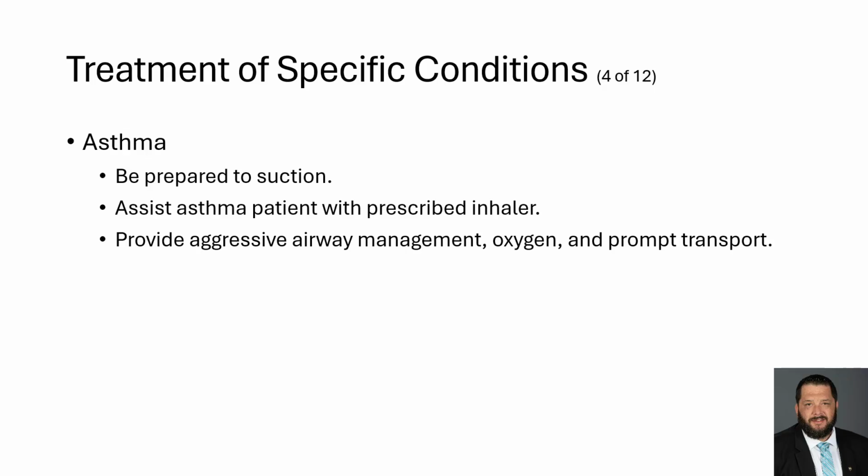Assist the asthma patients with their prescribed inhaler or consider administering the bronchodilator beta-2 agonist medication such as albuterol. You may also be allowed to administer antimucosal agents such as Atrovent in the form of a DuoNeb for asthma patients. Provide aggressive airway management and supplemental oxygen and prompt transport, as asthma can be a progressive disease and patients may benefit from advanced life support procedures and medications.